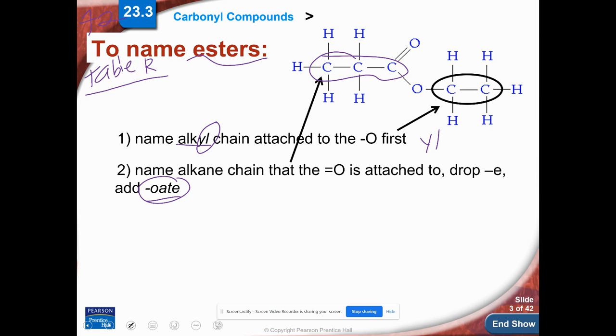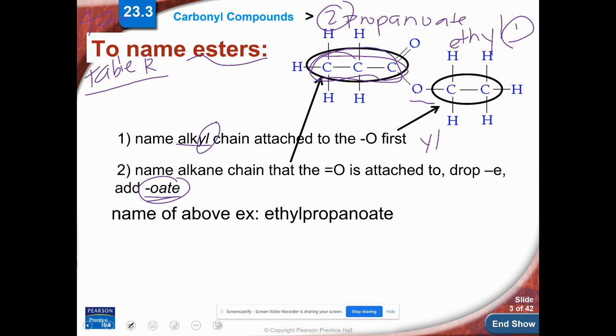When we name this, I know it's right in your notes, but I'm going to name it for you. This is eth because there are 2 carbons, and since it's a branch off of this oxygen, we use YL. So now I have ethyl. Now I do this part. I count the number of carbons there. That is prop. I've got the basis of propane, drop the E, and add that OATE. I put them together. I named this part first, ethyl, and this part second, propanoate. Ethyl propanoate.